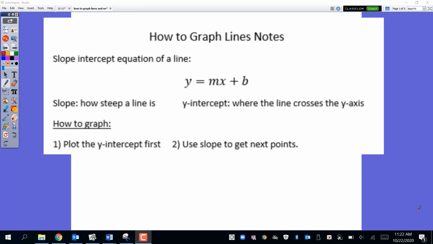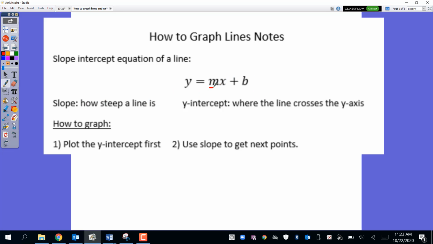Okay, so this is just a quick review because you did learn how to graph lines last year in Algebra 1 and you spent a lot of time on it. But we are going to review it a little bit. So we're going to look at the equation of the line. It always looks like this, y equals mx plus b.